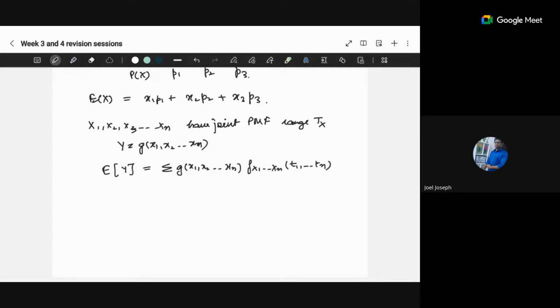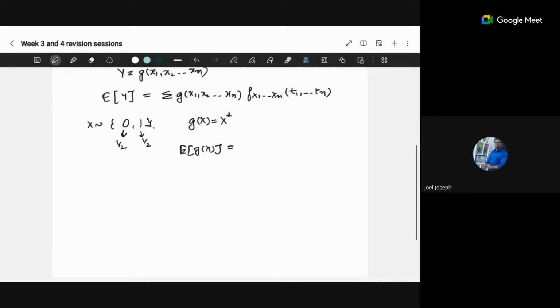So let's take an example. Let's suppose my x takes the values 0 and 1. The probability of getting each is 1 by 2. Now let's suppose there is another function g of x, which is x square. Now I need to find the expectation of g(x). How will I find it?